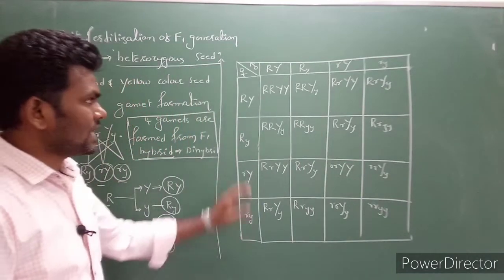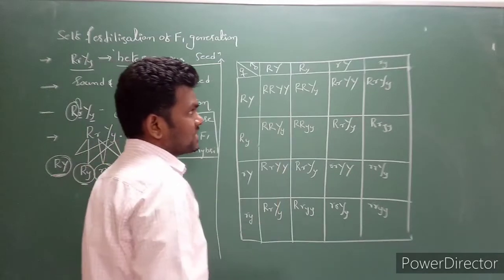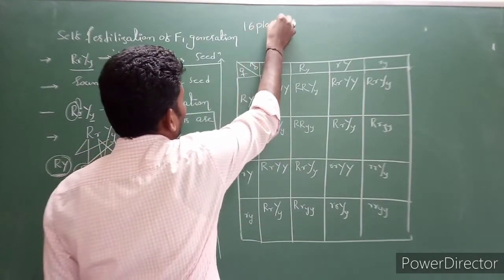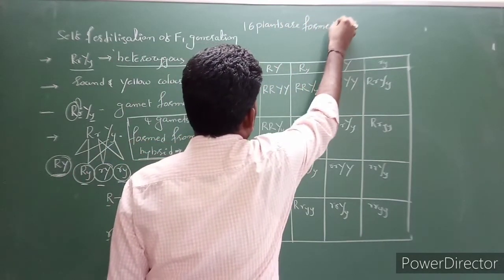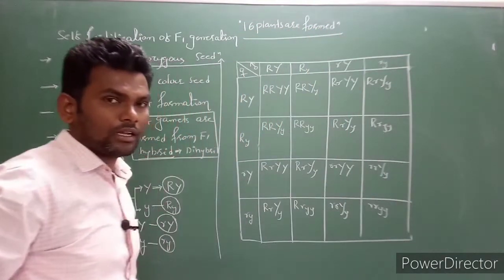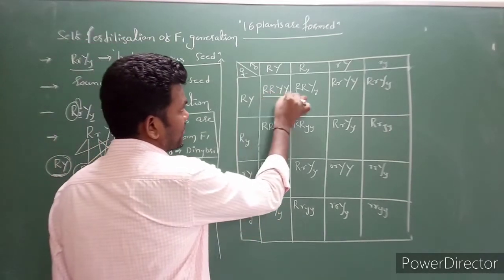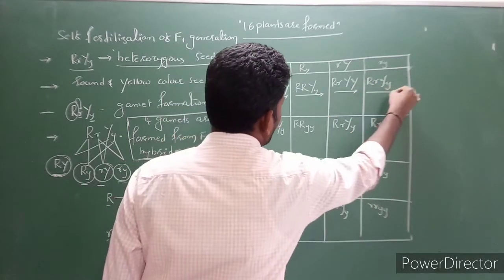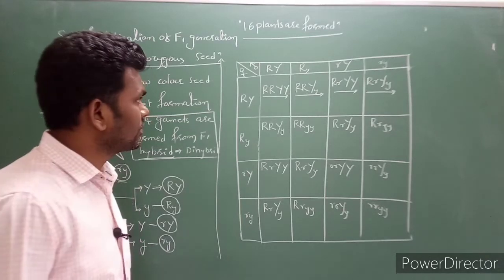Okay. Now these are actually the possibilities. How many plants are formed in total? 4 into 4, 16 plants are formed. After formation of 16 plants, now what do we have to do? Just look at the character of each and every zygote.